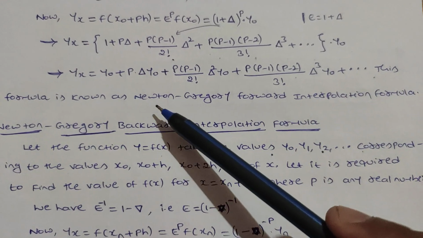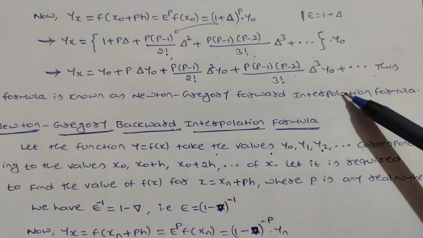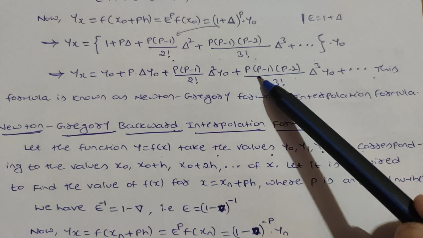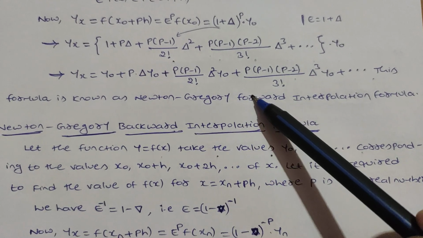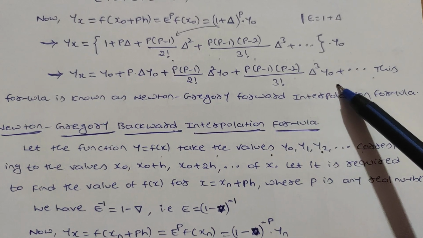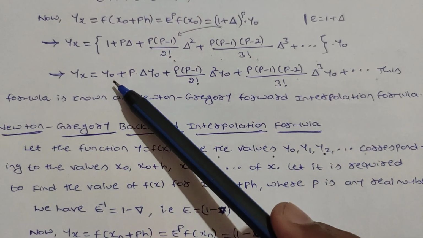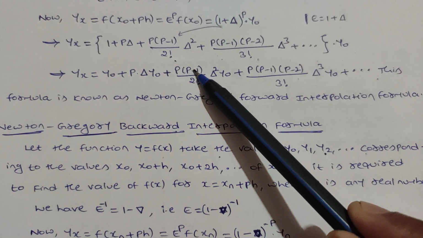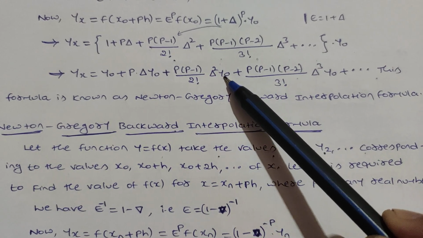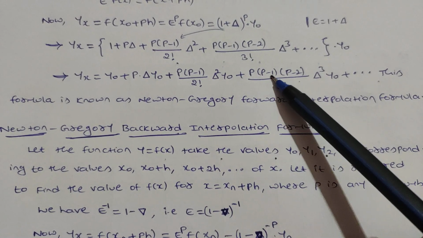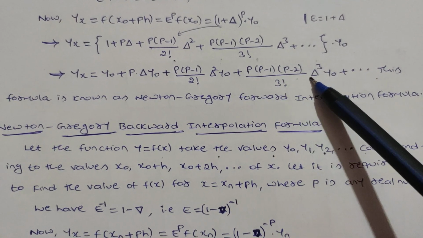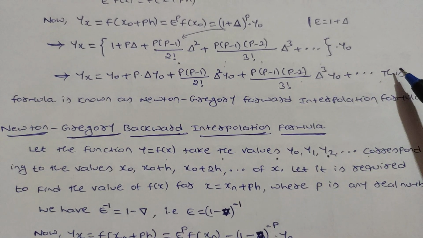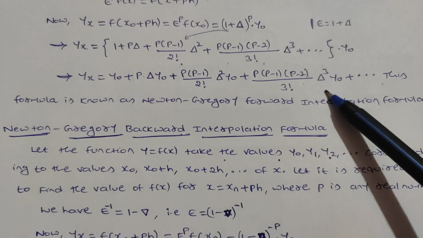So this formula is known as Newton-Gregory forward interpolation formula. Just remember the formula when we apply the concepts related to forward interpolation. That is, the formula will be y x equals y0 plus p into delta of y0 plus p into p minus 1 divided by 2 factorial into delta square of y0 plus p into p minus 1 into p minus 2 divided by 3 factorial into delta cube of y0. Based on the differences, we extend the number of terms in this formula.